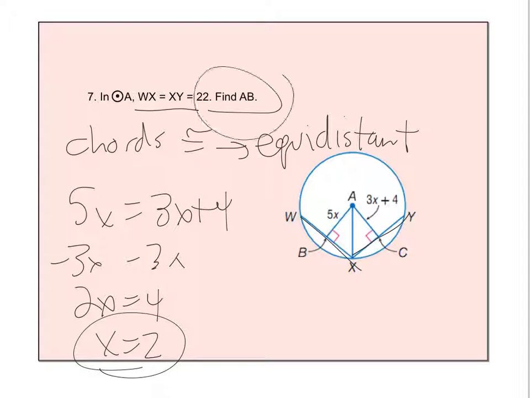So what do they want, though? They want AB. So I'm just going to throw that in. They want AB. That's this length right here. So that length is going to be 10.